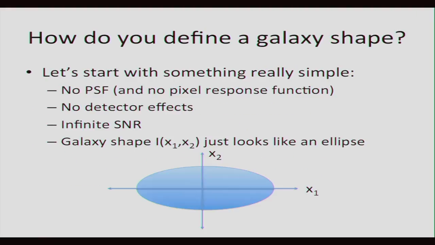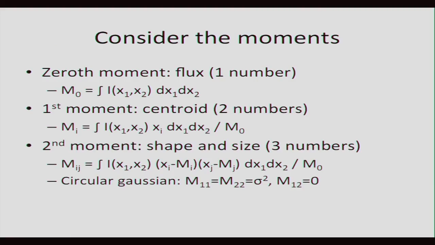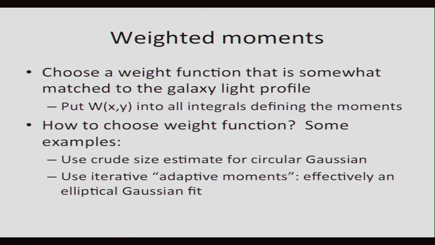So the problem, again, is that if you imagine some big image that has this in it, there are an awful lot of pixels that don't really have information about the light profile of the object, and they just have noise. So you could imagine defining weighted moments where you do some kind of weighting by something like the light profile to emphasize the pixels that actually have information and to downweight the ones that don't. So you choose a weight function that's somewhat matched to the light profile, and every single one of those integrals I gave you before defining the moments, you just stick the weight function into those integrals.